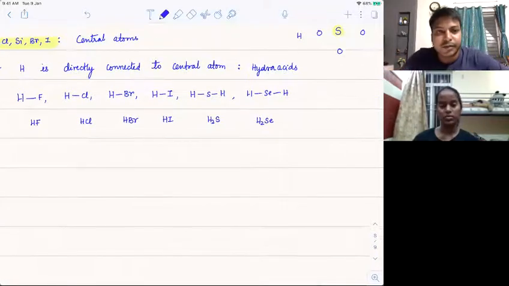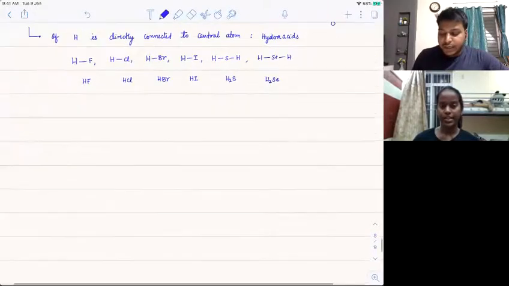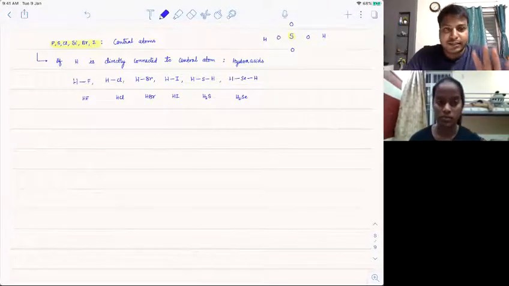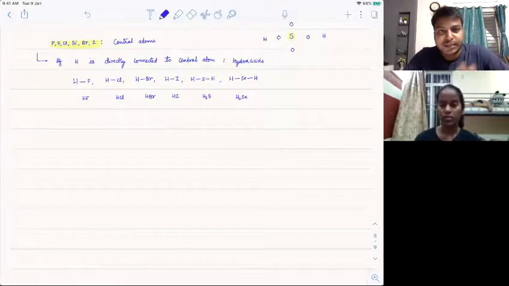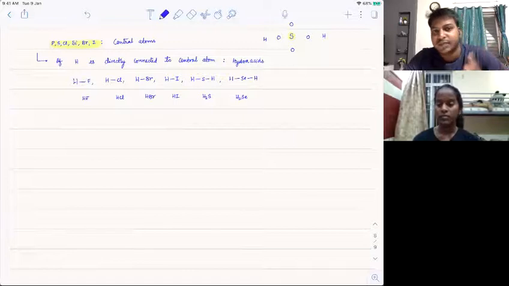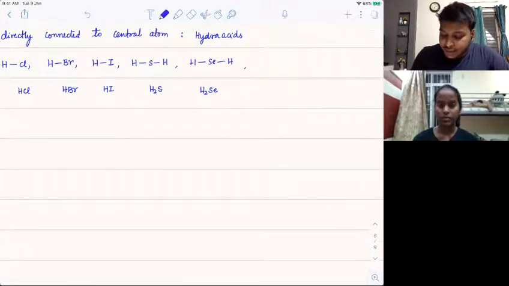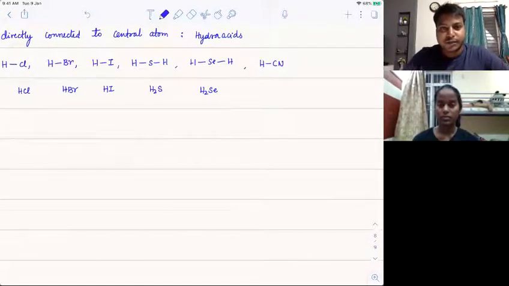Are you getting it? Correct? These hydrogens are directly connected to the central atoms. That's why they are called hydra acids. I hope you understood what hydra acids are. Hydra acids are directly connected to the center. A few more acids like that which are present are HCl, HCN. It is directly connected to CN.